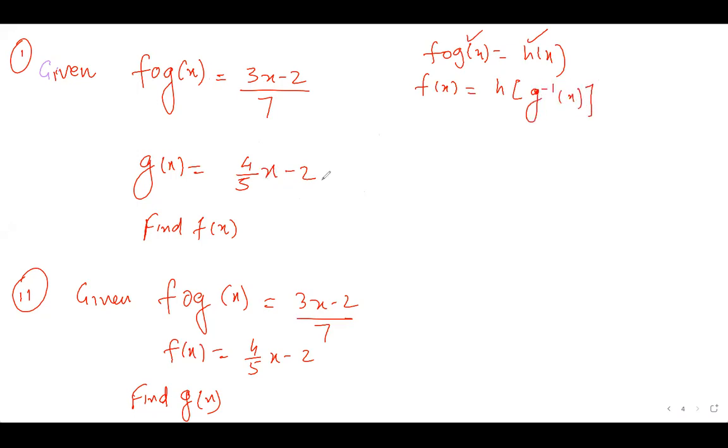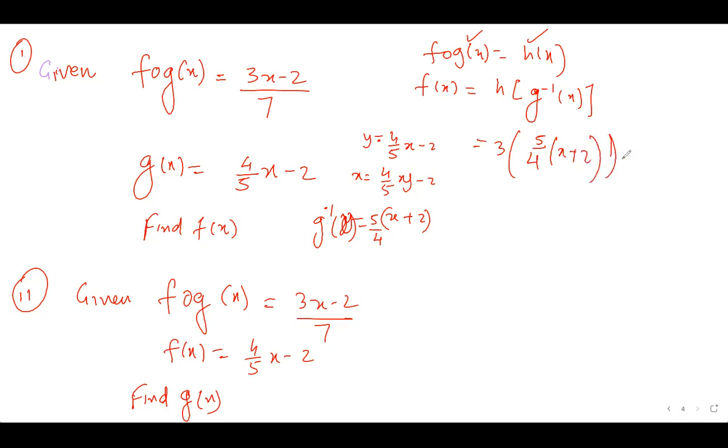So first you find g inverse x. It will be y equals 4 by 5 x minus 2, and interchanging x with y, x equals 4 by 5 y minus 2. So y is going to be x plus 2 times 5 over 4. So this is g inverse x. Now replace this x with this particular value. So it'll become 3 times 5 by 4 x plus 2, minus 2, upon 7. And of course, I'm not simplifying it. Simplification can be done easily for this.